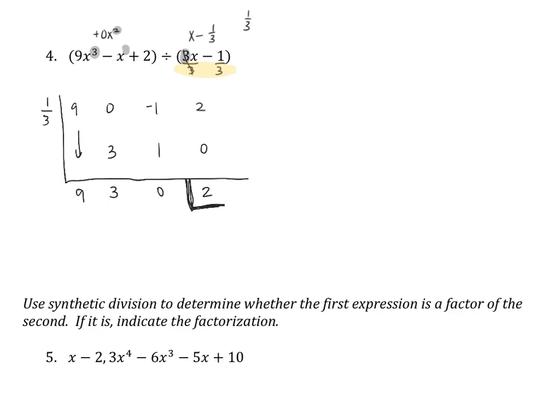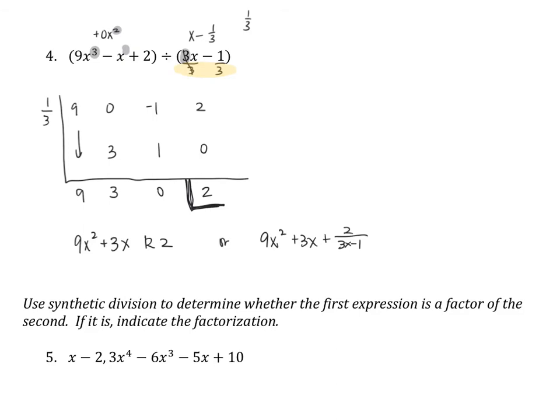So there's my remainder. Again, we started with an x cubed. So our answer is going to start with an x squared. So we have 9x squared plus 3x plus 0. I don't need to write that. And then I have a remainder 2. Another way to write this is 9x squared plus 3x plus 2 over 3x minus 1.